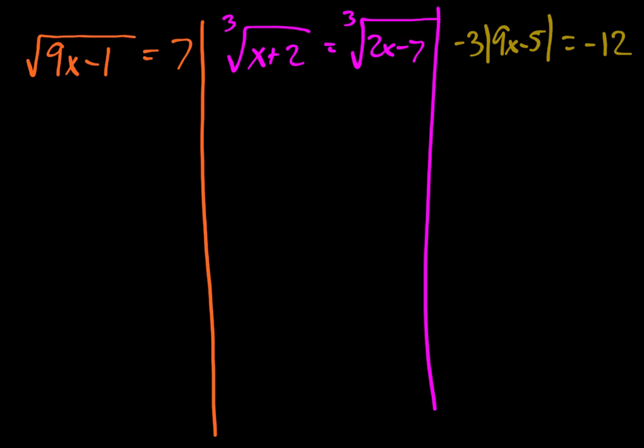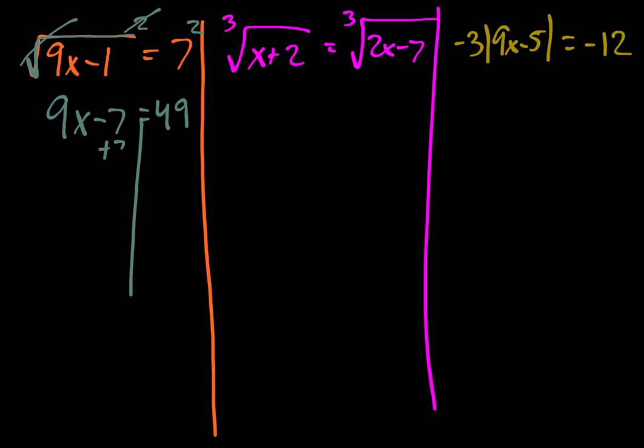Now on the first one I have a square root. Let me grab this one. I have a square root, so we already have the square root by itself. So the first thing we're going to do is get rid of it by squaring both sides. So that leaves me with 9x minus 1 equals 49. And then we're just solving the equation like we normally would.